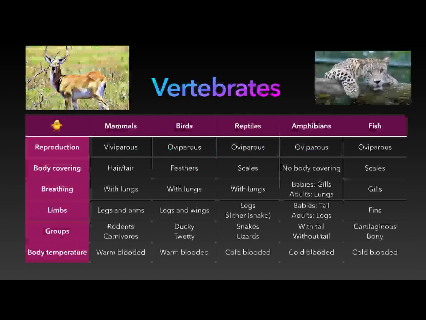Fish is oviparous, and their body covering is scales. They breathe with gills. They have fins. 2 groups are cartilaginous and bony, and they are cold-blooded.